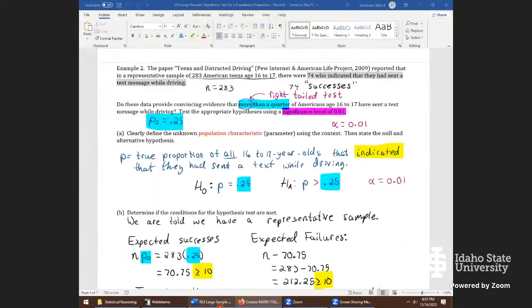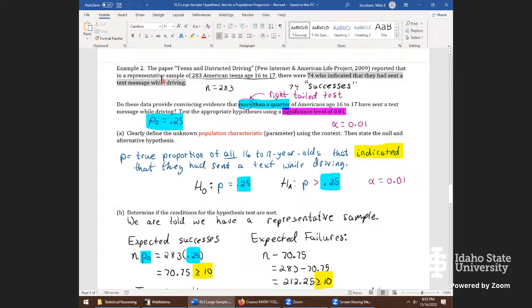Okay, so back to this problem here. We're dealing with P. We're trying to do a test on this. P itself was the true proportion of all 16 to 17-year-olds. And this can't be globally. I believe this is probably United States of America based off some of the information I see here. Oh, it says Americans. So more than likely, we're talking about the United States of America. So American teens, age 16 to 17 years old, that indicated they had sent a text while driving. So the null hypothesis is that that should be at 0.25, so 1/4 of them.